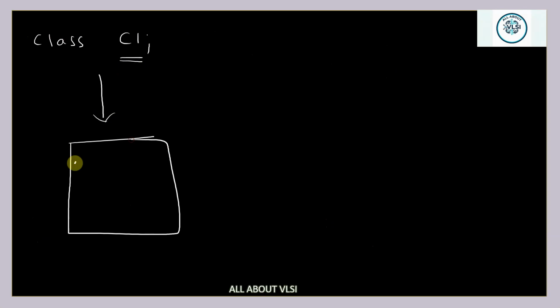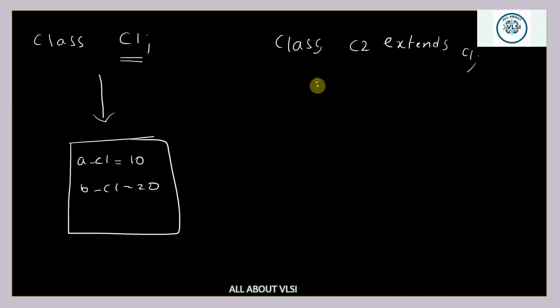Now, let's say in our inheritance also, we have a class C1, and this class C1 is having an object. Let's say it is having A_C1 equal to 10 and B_C1 equal to 20. Now, we have declared one more class, which is C2, which extends from C1. And let's say it has a property int C2_B1.